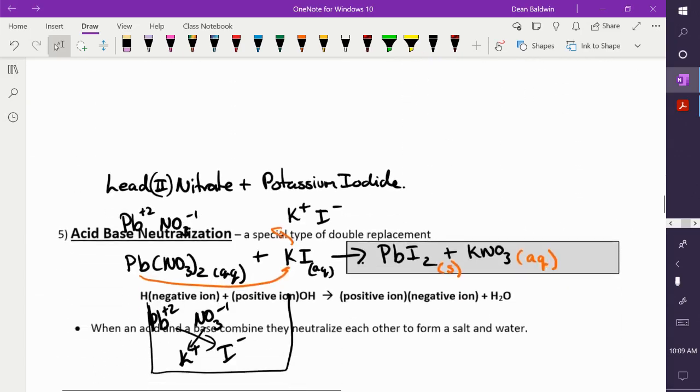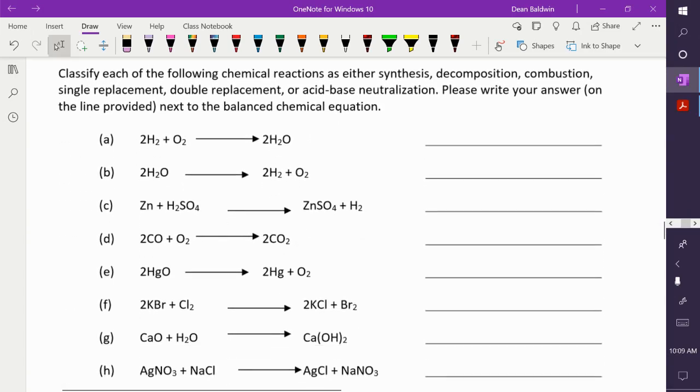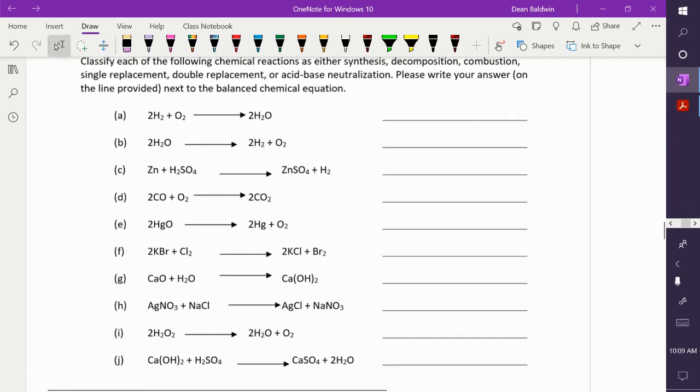All right. All I want you to do for the next 10 minutes of class is tell me what type of reactions those are, please. You have that sheet, right? You just got to tell me if it's single, double, combustion, etc.